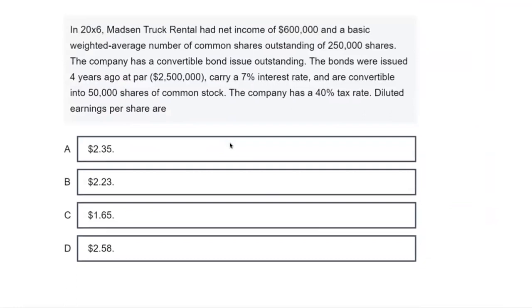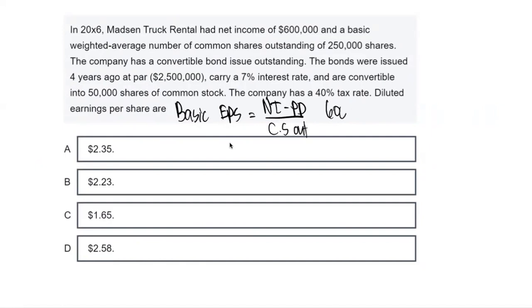Diluted earnings per share. Okay. So the first one is to compute first for the earnings per share. Yun yung ating starting point. So basic earnings per share muna tayo. That would be our net income minus preferred dividends divided by our common stock outstanding.